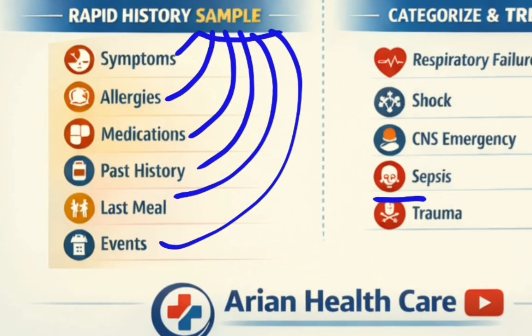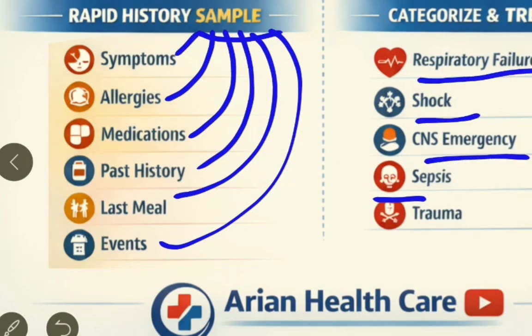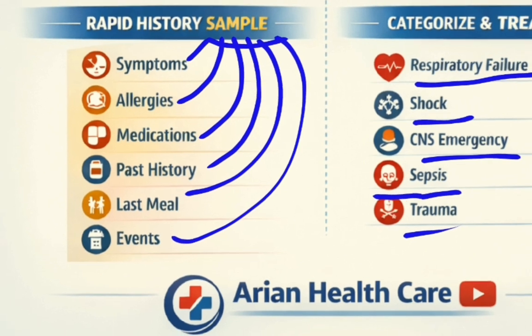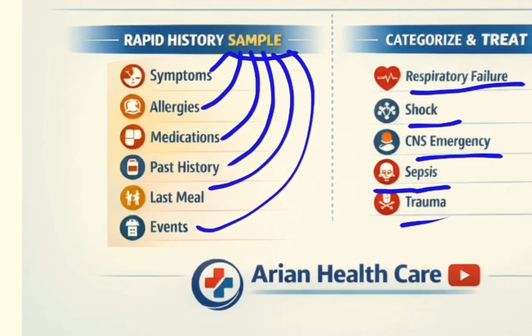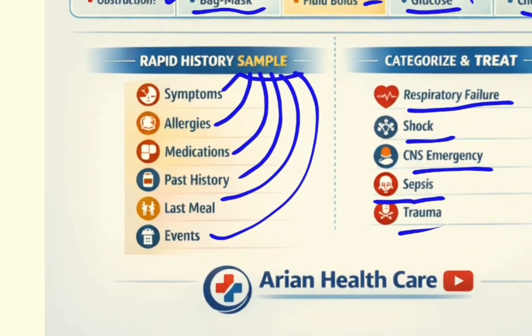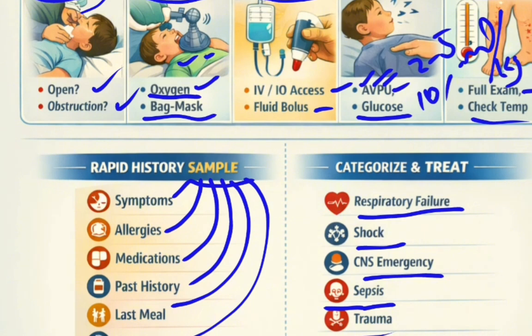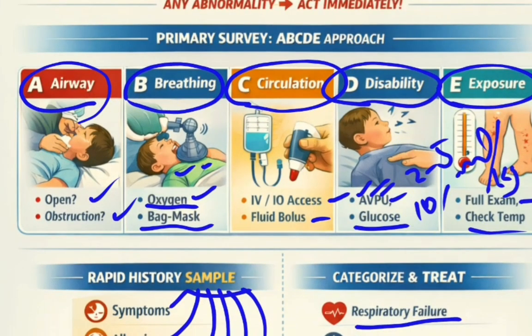In the next step, we can categorize and treat the patient. We can recognize respiratory failure, shock, CNS emergencies, sepsis, and trauma, and go to the treatment. By the end of 10 minutes, you should have identified the main life-threatening problem and started treatment. Remember, treat first, diagnose later.